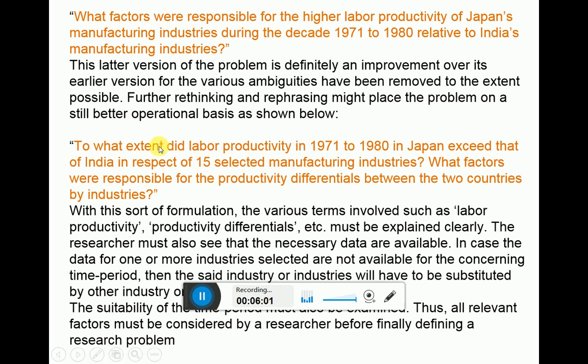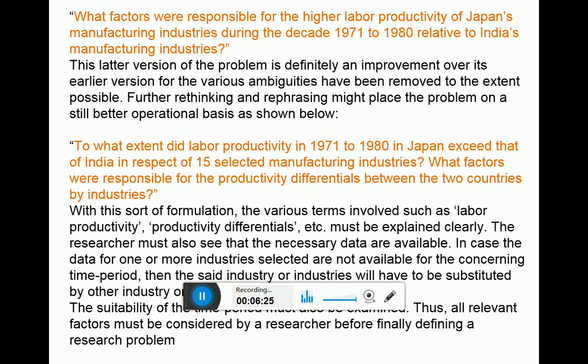And the statement is: to what extent did labor productivity in 1971 to 1980 in Japan exceed that of India in respect of 15 selected manufacturing industries? Earlier we only included what factors. Now we have added to what extent. To what extent means how much.